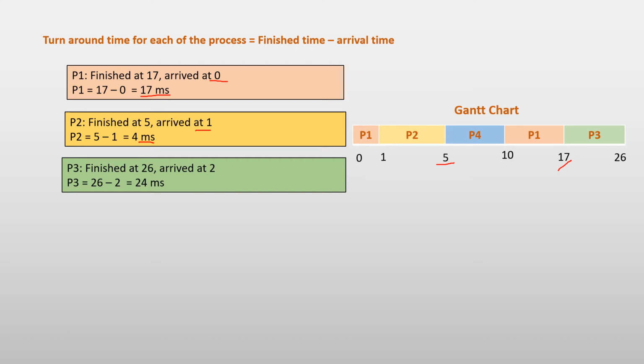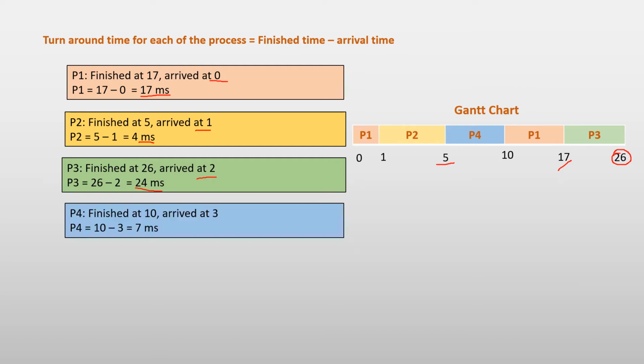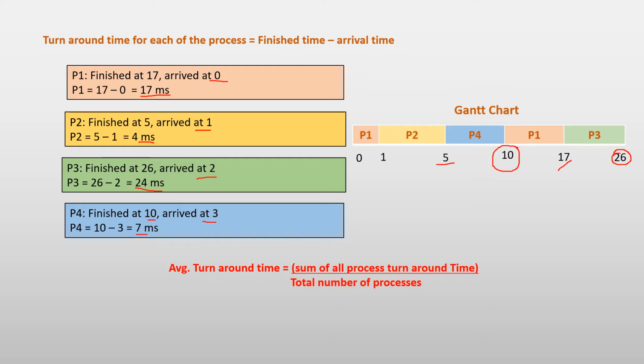Next is P3. P3 has finished at 26, if you see here, and it arrived at 2 milliseconds. So the total time it spent in the system is 24 milliseconds. And for process P4, it finished at 10 milliseconds. If you see here, it finished at 10 milliseconds and it arrived at 3 milliseconds. So the total time it spent in the system is 7 milliseconds. And hence the average turnaround time comes out to 13 milliseconds.